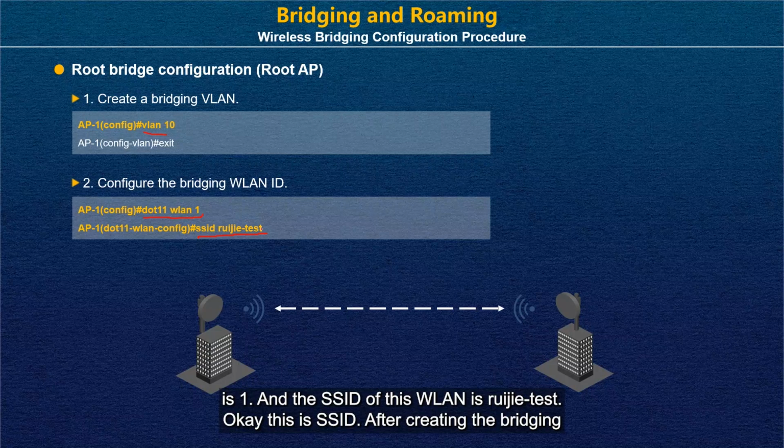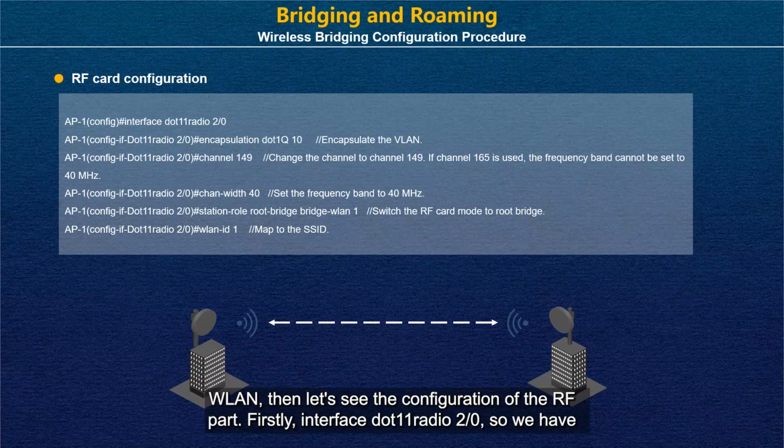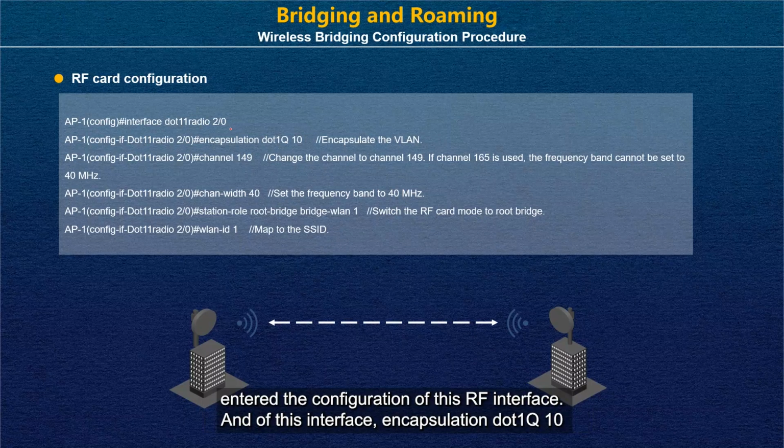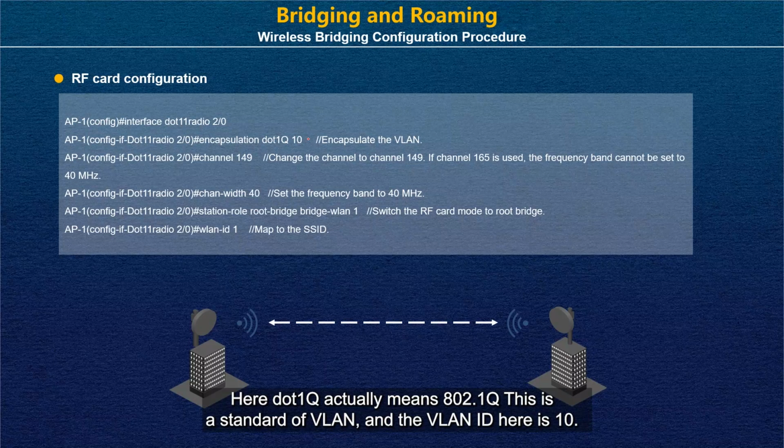After creating the bridging WLAN, let's see the configuration of the RF cards. Firstly, interface dot11radio 2/0. So we have entered the configuration of this RF interface. And on this interface, encapsulation dot1Q 10. Here, dot1Q means 802.1Q, which is the VLAN standard, and the VLAN ID here is 10.